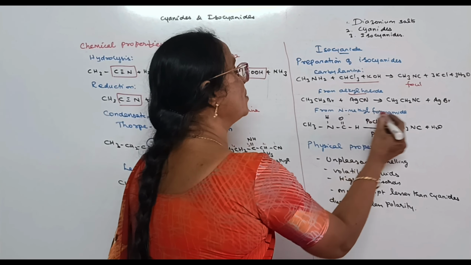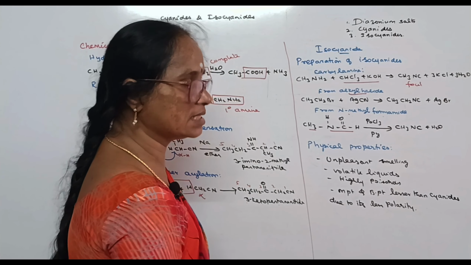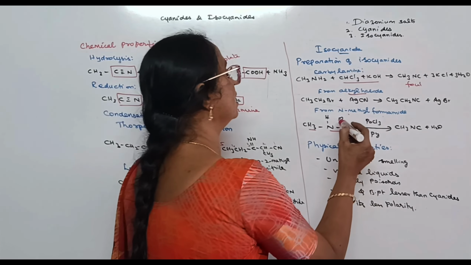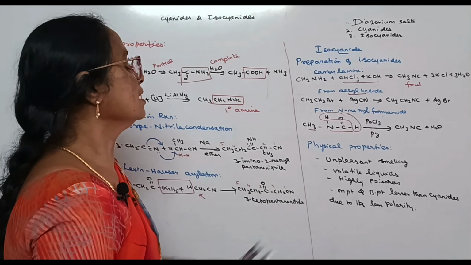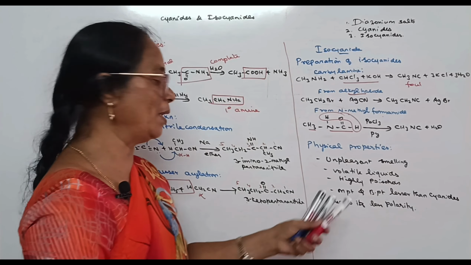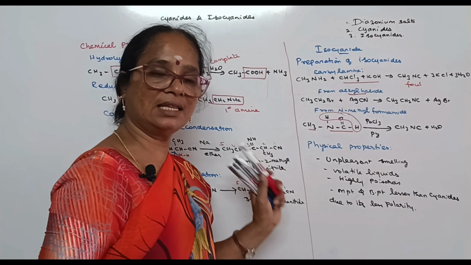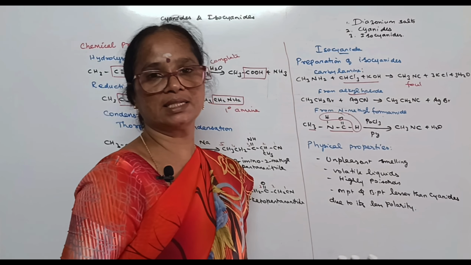The next one, from N-methyl formamide. This is called N-methyl formamide. When it is treated with phosphorus oxychloride in presence of pyridine, there is once again loss of water molecule. So we will get isocyanide. The physical properties of isocyanide. Actually, isocyanides are even more poisonous than cyanides, and they have an unpleasant smell and are volatile liquids, but their melting and boiling points are lower than cyanide. This is because isocyanides are less polar in nature.